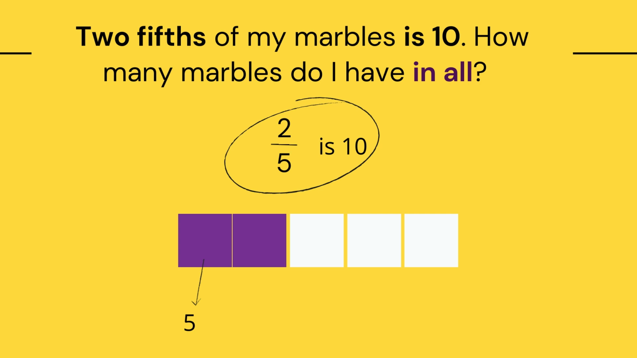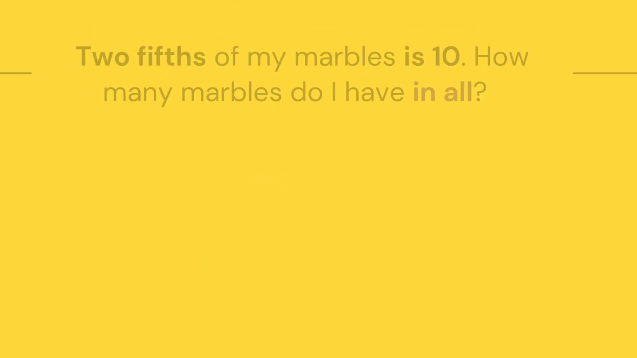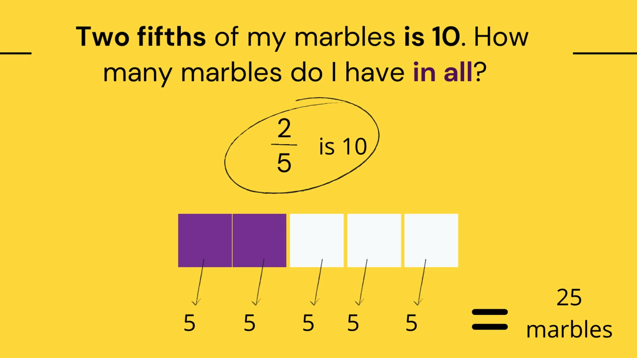So if I know that one part gives me 5 marbles and I have 5 equal parts, then each part is going to be 5 marbles as well. And you can see here that I got the same answer as before, 25 marbles.